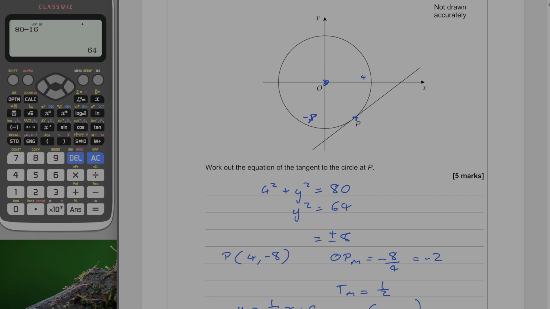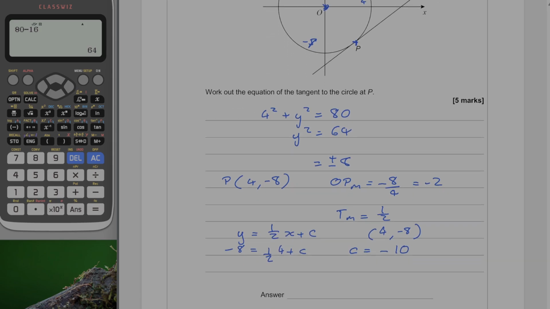And then plugging in my values, my coordinate is 4, minus 8. So y is equal to minus 8 when x is equal to 4. A half times 4 is going to be 2. So c would be minus 10. Meaning that the equation of my line is y is equal to a half x minus 10. There we go, that's better.